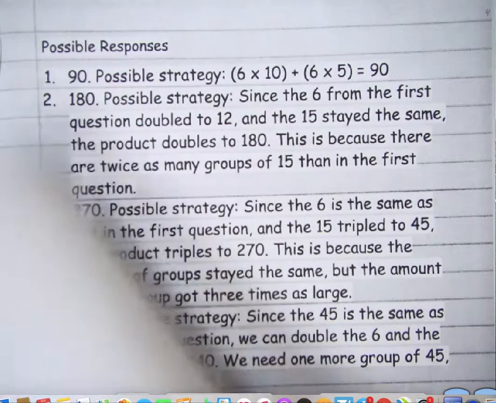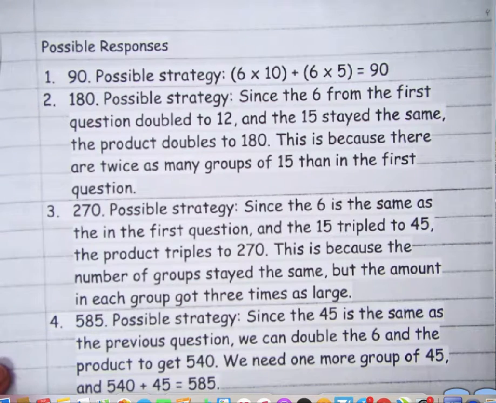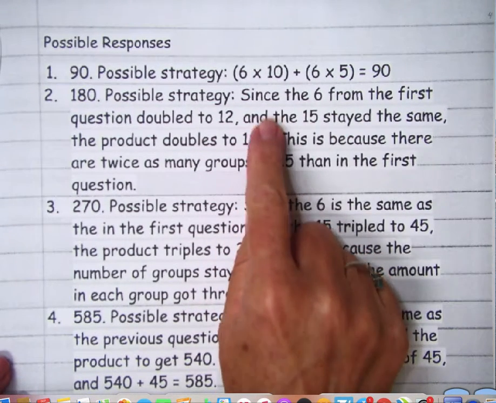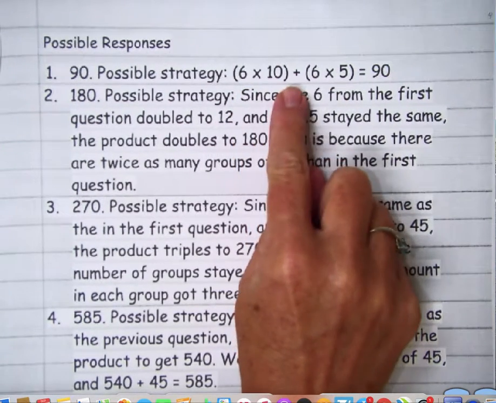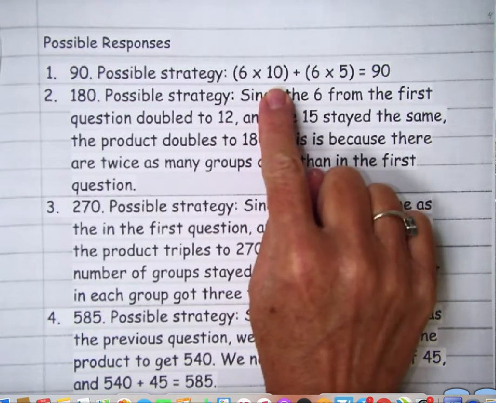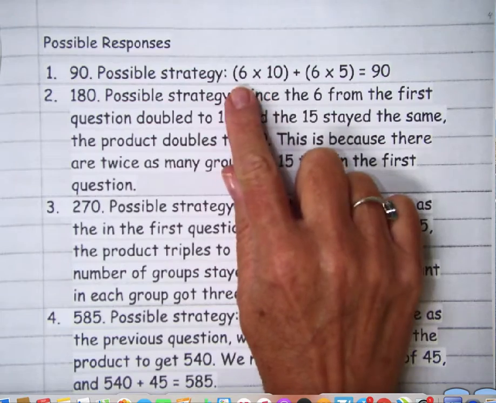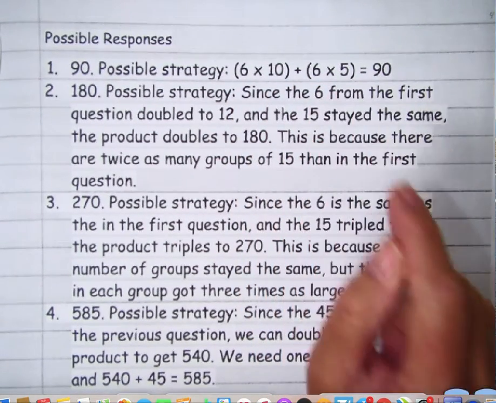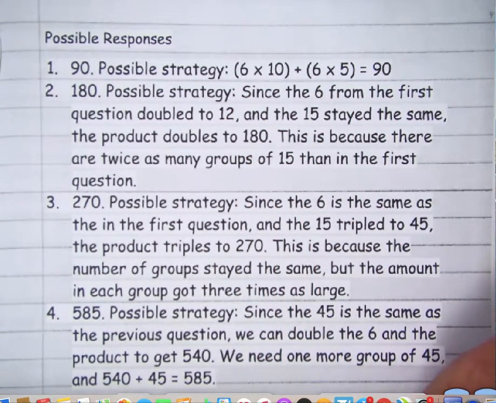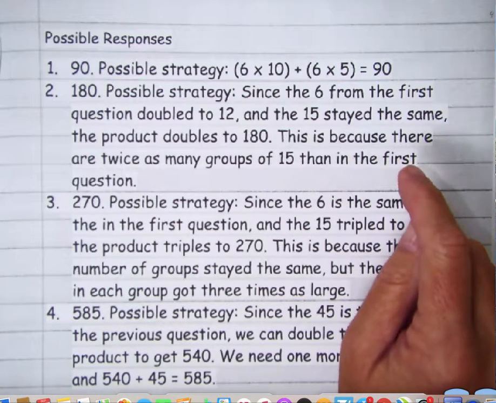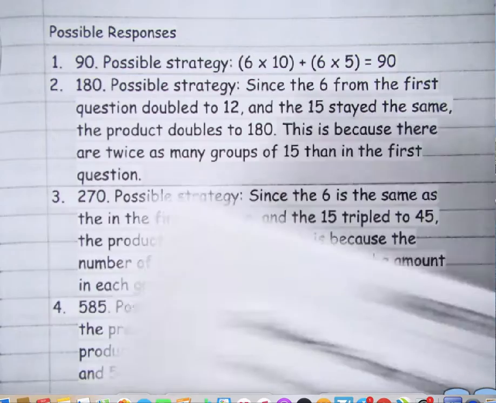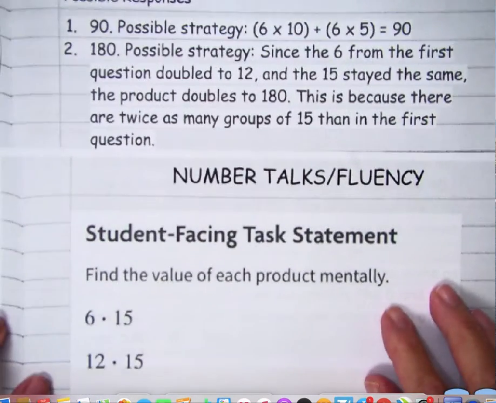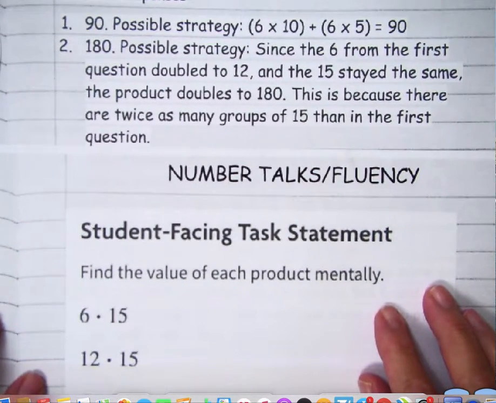Okay, so this is what I mean when I say decompose. I had 6 times 15. So I broke the 15 down into 10 and 5. So I multiplied 6 times 10 and 6 times 5 and got 90. Okay? So then we had 12 times 15 was the second question.